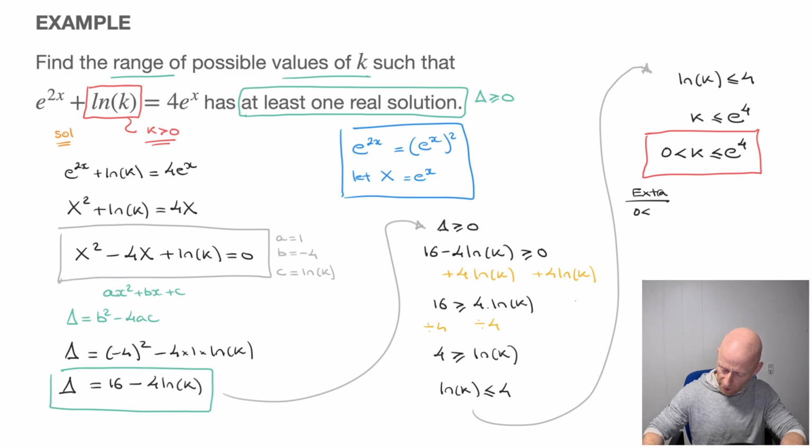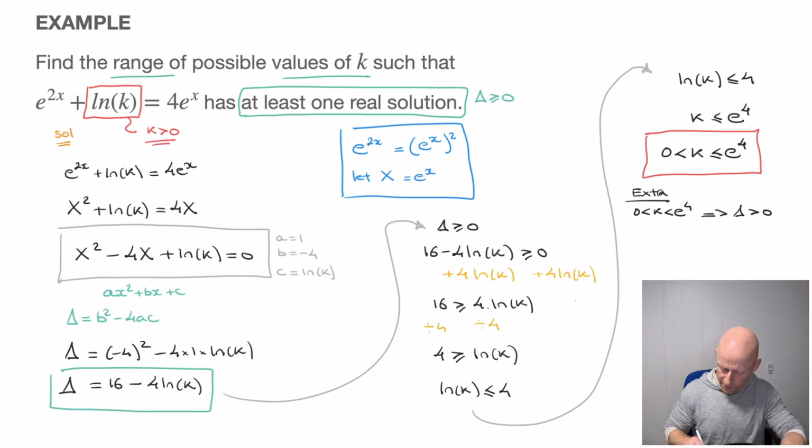If k lies between 0 and e to the power of 4, not including e to the power of 4, then the delta we have here will be greater than 0. Indeed, you can go ahead and check, but in the expression we have for delta here, if k is less than e to the power of 4, then this 4 ln of k will be less than 16. And so delta will be greater than 0. So if k lies between 0 and e to the power of 4, that will imply that delta is greater than 0.